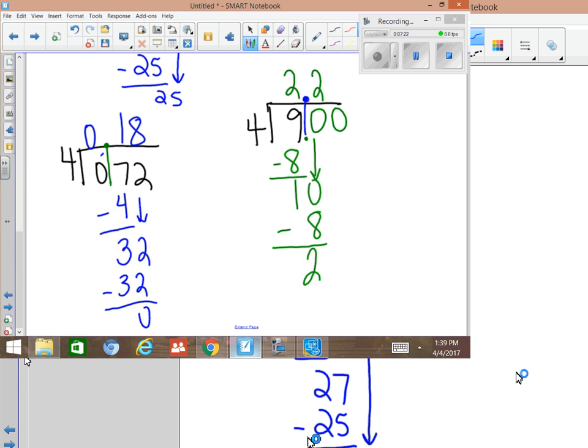9.00 is the same as 9.0, right? Which is the same as 9, isn't it? Yeah. So let's bring this one down. How many times can 4 go into 20? 5. And that one comes out perfect, doesn't it? Because 20 minus 20 is 0. So I'm done. 2.25 is my answer. Okay?